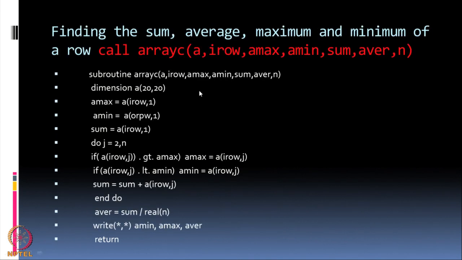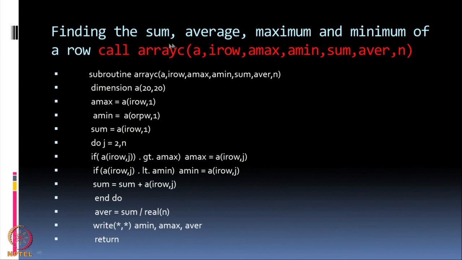Now suppose I want to do another program. What this program is trying to do is transfer a matrix to a subroutine. You transfer an array to a subroutine and you want to do calculations on a given array in that subroutine. What is the calculation you want to do? You find the sum, average, maximum and minimum of a particular row of a matrix. You have many matrices, and let us say you want to find the maximum value, minimum value, sum as well as the average of all the numbers in the ith row.